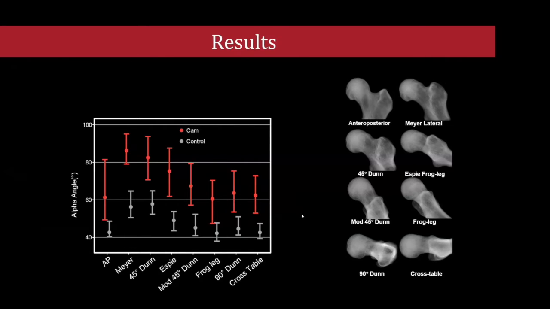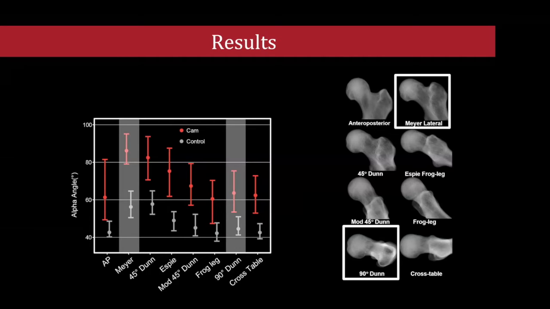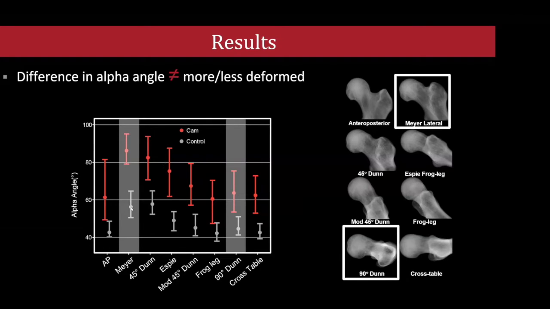But when we performed partial least squares regression, what we found is that there were really only two, possibly three with a cross table, but really two that were able to be used in the regression model to predict the shape severity score. That was the 90-degree Dunn and the Meyer lateral. One thing that's interesting is that it's not necessarily the view providing the largest difference in the alpha angle that's most predictive of the 3D shape from shape modeling. That's true in the case of the Meyer, but look over here at the 90-degree Dunn, that difference is really not that substantial.